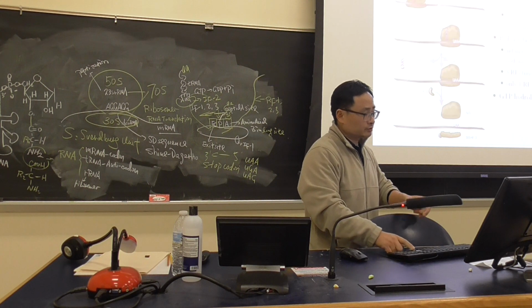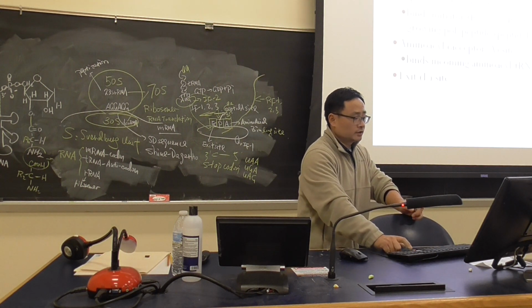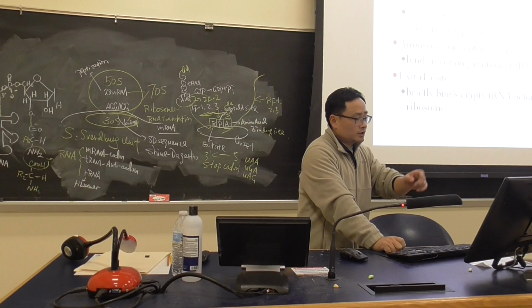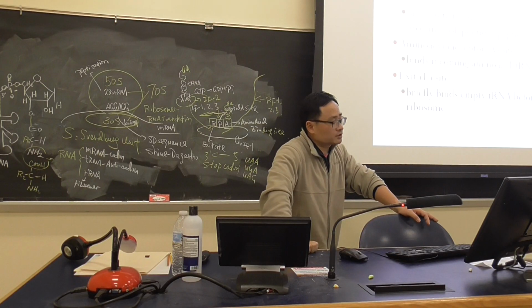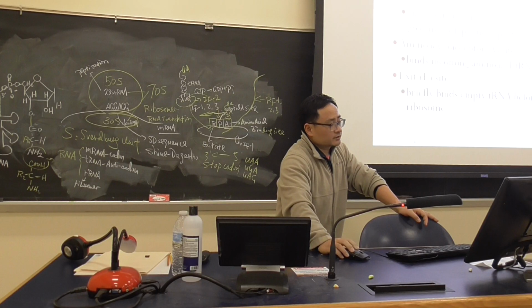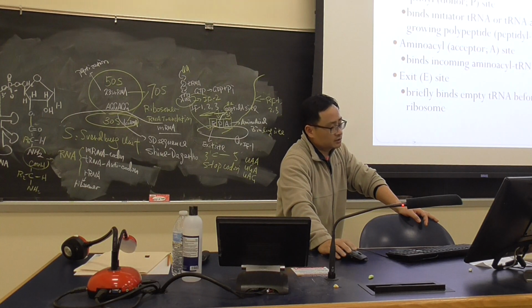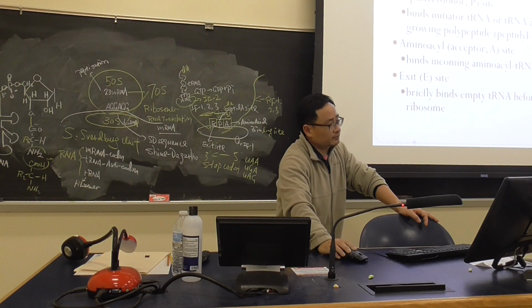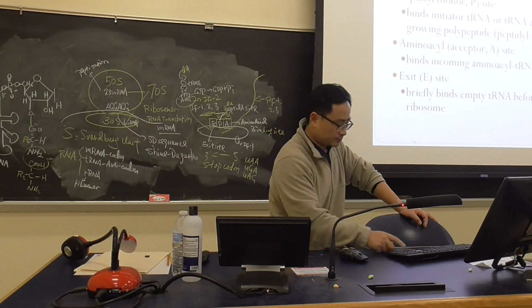So you can go back and see in these slides that it tells you very clearly the function of the EPA. E is the exit site. The empty tRNA leaves. A is the amino acid binding site. It binds the incoming amino acid tRNA. Then P means peptidyl site. It binds the initial tRNA or the tRNA attached to the growing peptide. Those are the three positions.